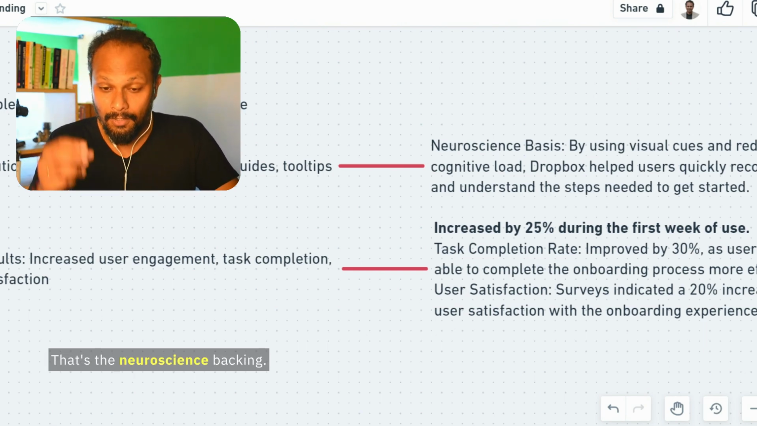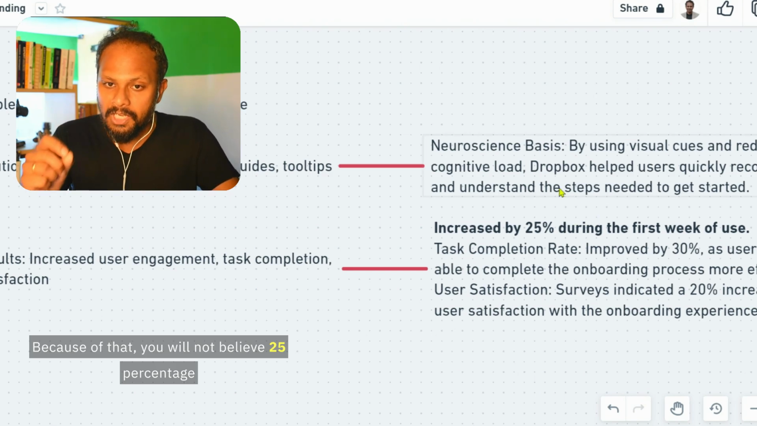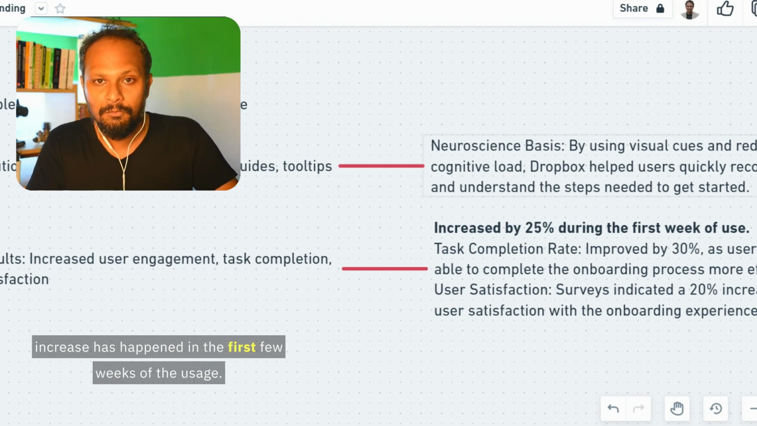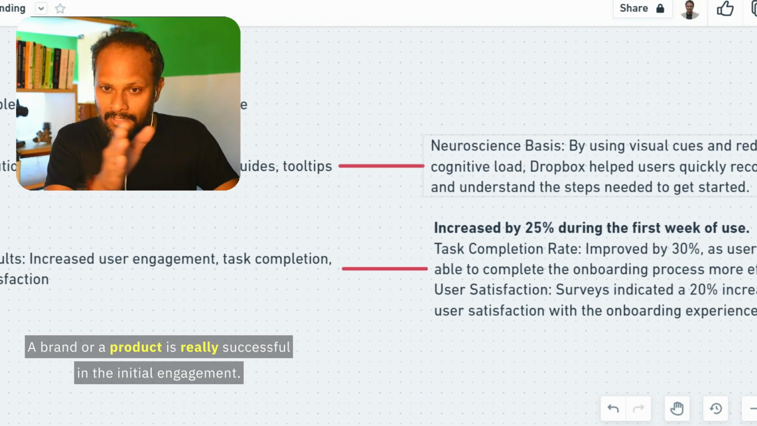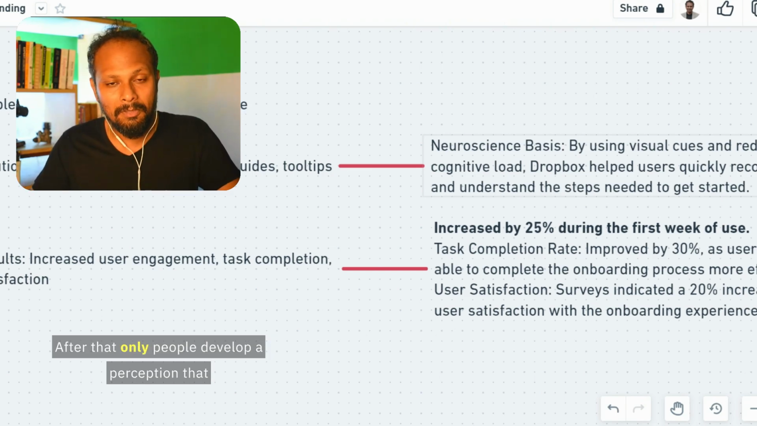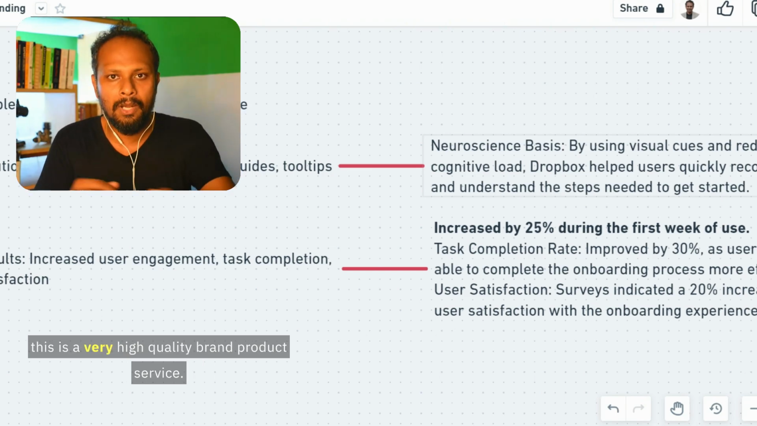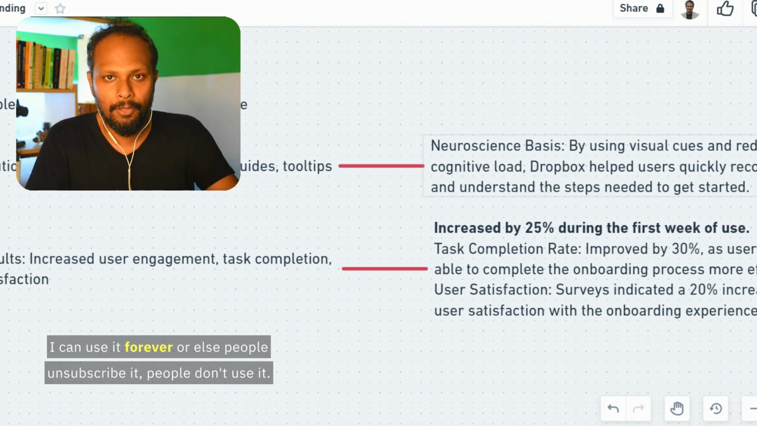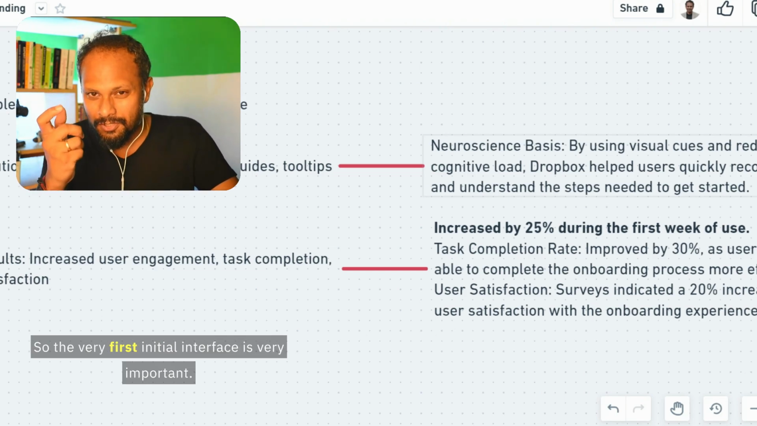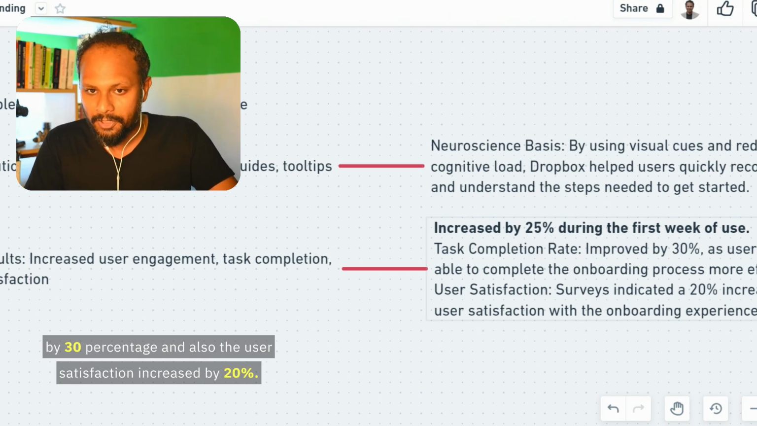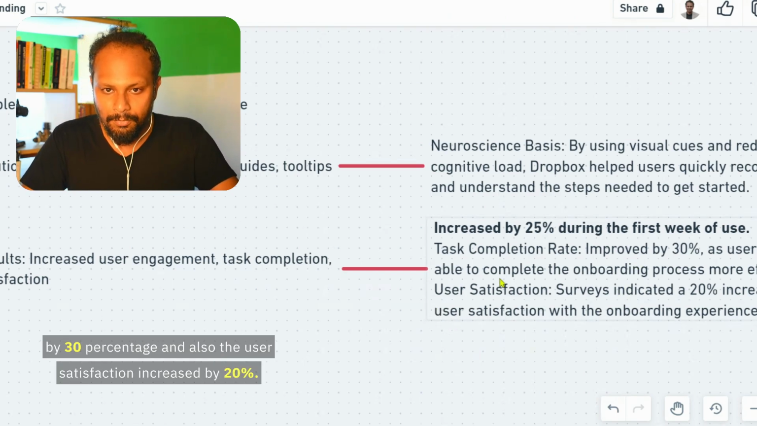That's the neuroscience backing. Because of that, you will not believe, a 25% increase happened in the first few weeks of usage. A brand or a product has to be really successful in the initial engagement. After that, people develop a perception that this is a very high quality brand, product, service, I can use it forever. Or else people unsubscribe, people don't use it. So the very first initial interface is very important. And you can see the task completion rate improved by 30% and user satisfaction increased by 20%.